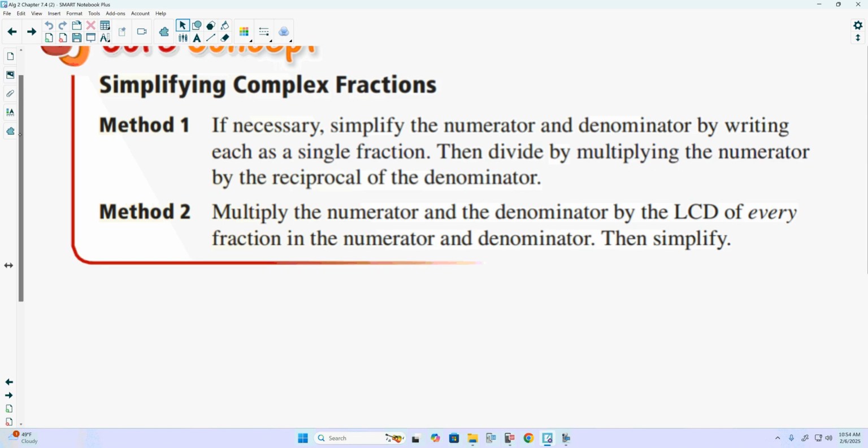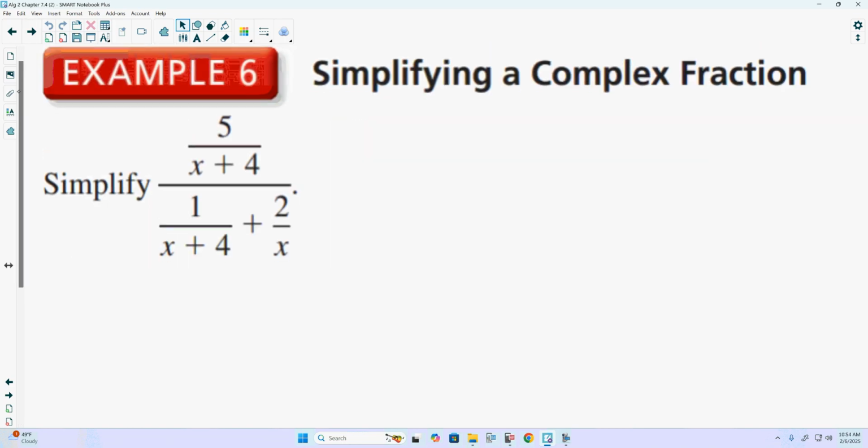All right, guys. Here we go. 7-4-2. Simplifying complex fractions. So we're simplifying complex fractions. There's two main ways to do these. One of them is to simplify the top and bottom, and then simplify the fraction as a whole. And another is using the least common denominator.